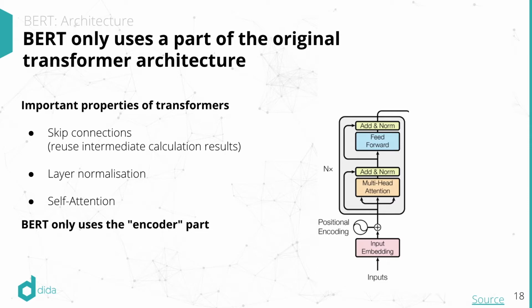The most important properties of this architecture are the use of skip connections, which allows to reuse earlier calculation results from within the model, some technique which is also used in other very well-known architectures such as ResNet. The next point is a technique called layer normalization, which leads to better generalization to unseen data, so data which was not in a training data set. And the most important part is something called self-attention, and I'll explain this in the next slide.